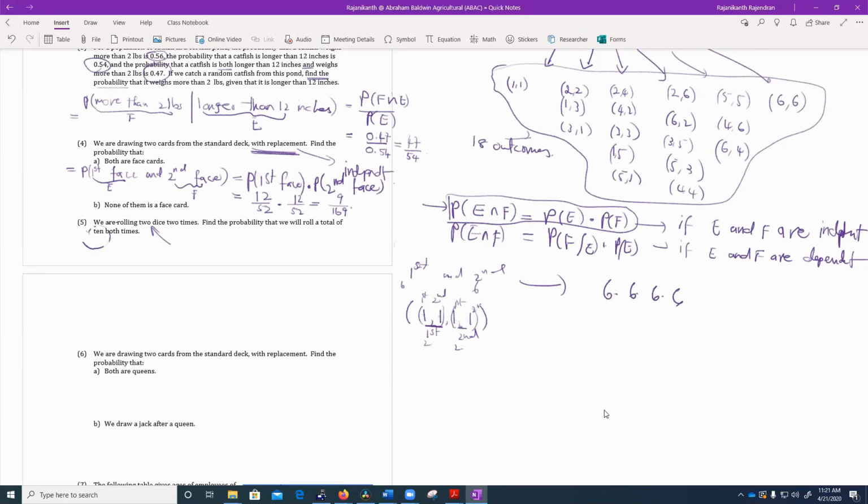10, 10. That means what? That means one of those is like this: 5, 5. Then 4, 6. When you add this, you get 10. When you add this, you get 10. So both of them are 10. Does that make sense?